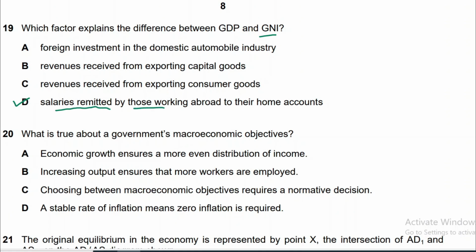Salaries remitted by those working abroad to their home accounts. This is the kind of thing that is part of GNI but not part of GDP. So GDP is the total market value of all the goods and services produced within the national boundaries of a country, and it does not include any kind of compensation of employees from abroad. So this is a basic definition, so you should keep that definition in your mind. If you do, then you can easily identify it.